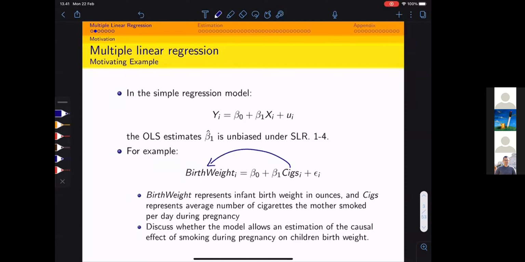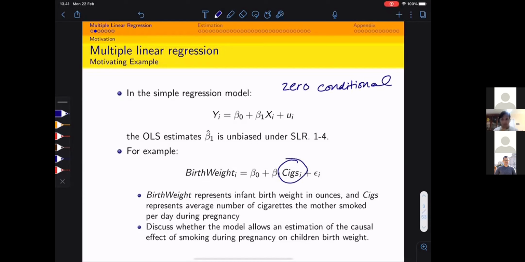Now, the question is, will we be able to identify the causal effect of smoking on the birth weight, or if we do, what will be the assumption? To make it easier, always recall the key assumption or the key condition such that we will have an unbiased estimate on the cigarettes effect. And the assumption is something that we discussed last week, which is the zero conditional mean assumption. So what does it say?